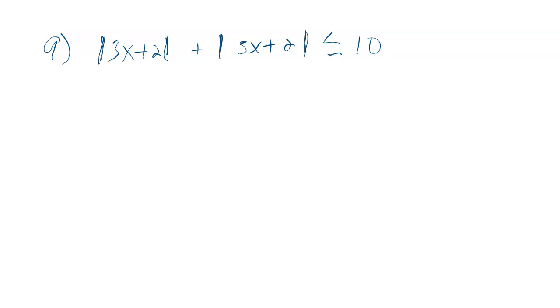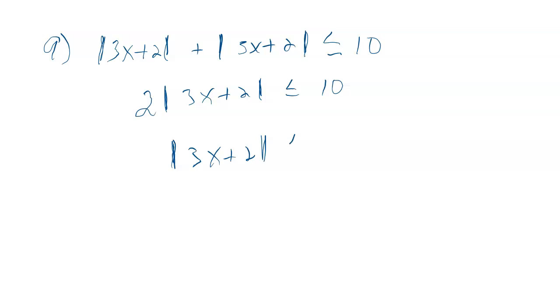I mean, it's not terribly difficult. If I take something and I add the same thing to it, you get 2 of those quantities. So this is equivalent to 2 times the absolute value of 3x plus 2, which is less than or equal to 10. I divide both sides by 2, so I get the absolute value of 3x plus 2 is less than or equal to 5. And that is a conjunction, so I'll go ahead and write my conjunction.